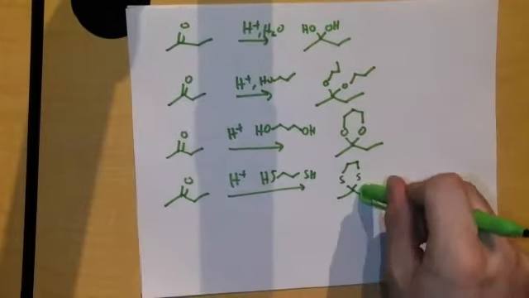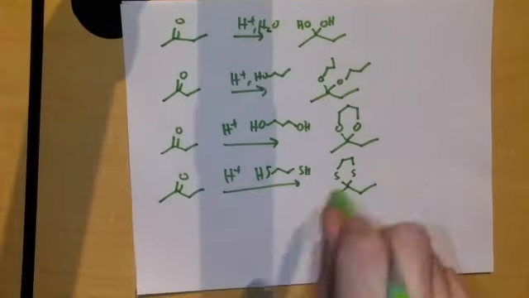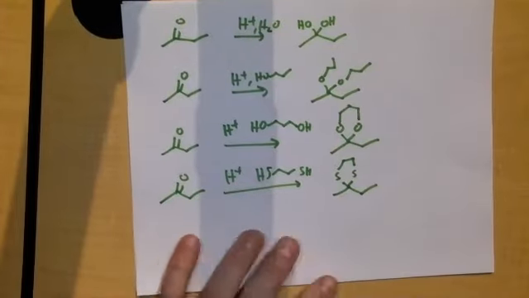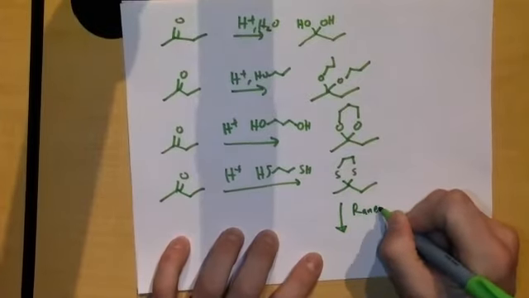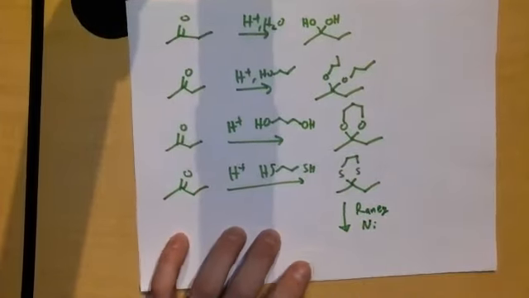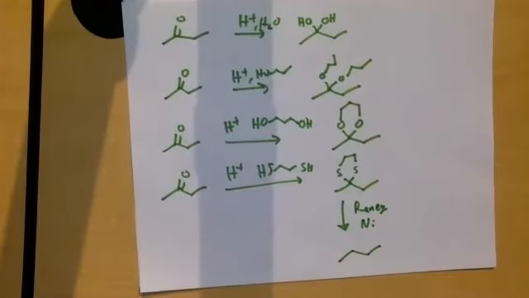The sulfur is nice though, because it lets you do a reaction where you can fully reduce this off. So we're going to throw in a reagent called Raney nickel. And this is going to let us generate butane. All right, so that's the oxygen and sulfur reactions.